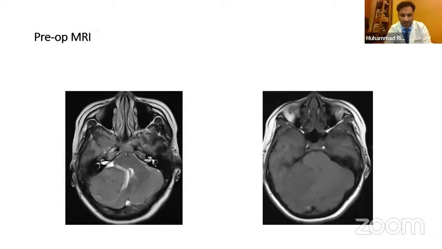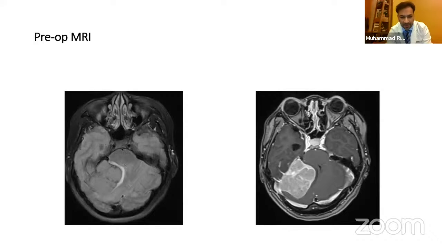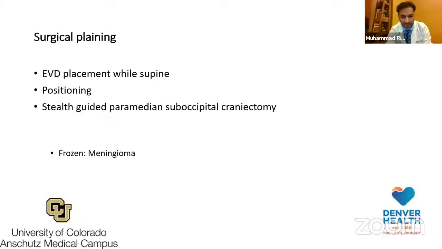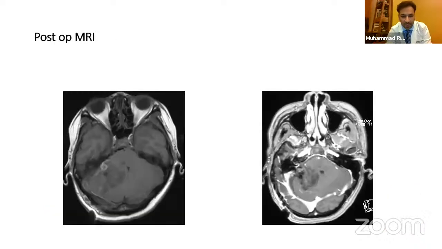MRI was done while she was in the unit, and it showed a huge posterior fossa lesion, pre and post contrast, suggestive of meningioma. She was planned again for surgery, and in this patient we placed an EVD before positioning her, while she was supine, using a handheld drill. A right frontal EVD was placed and she was then prone, and a stealth-guided paramedian suboccipital craniectomy was done. A frozen was suggestive of meningioma.